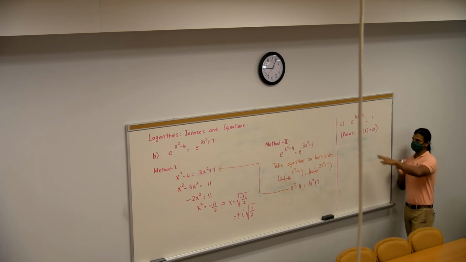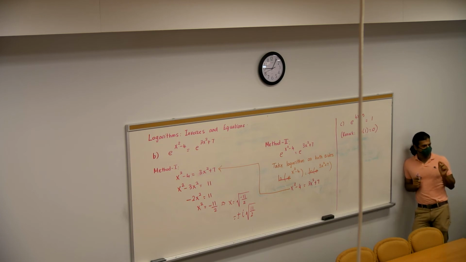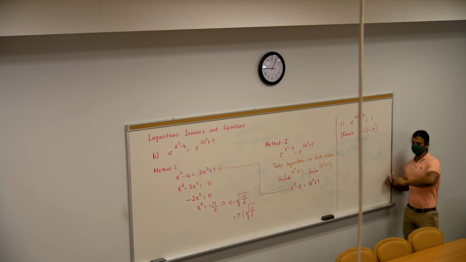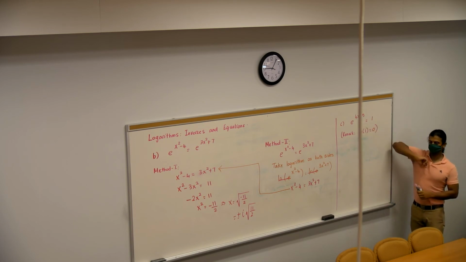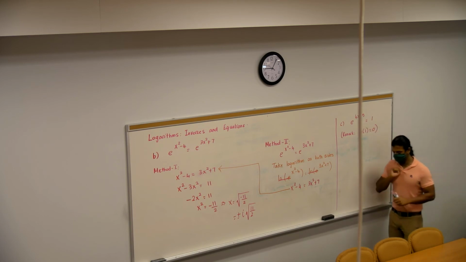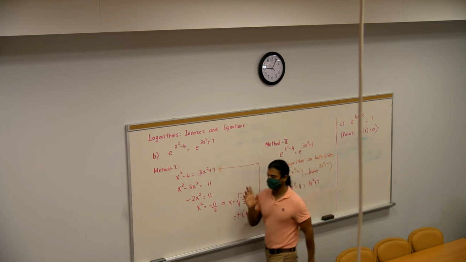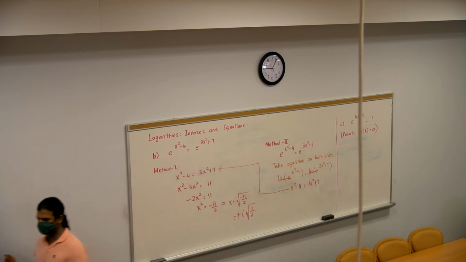In the video, I've mentioned this property that ln of 1 is 0. So keep that in mind. So I would like to know the solution for e raised to 4x plus 5 equals 1. We'll give you a minute or two. Let's see if you can get it.